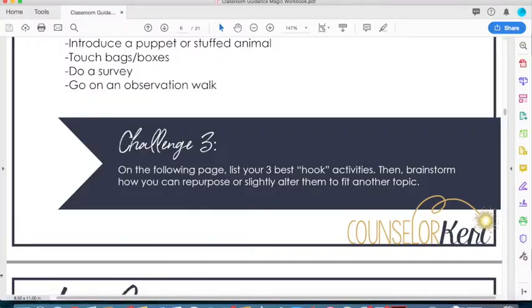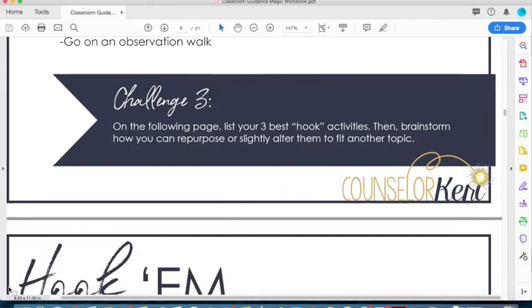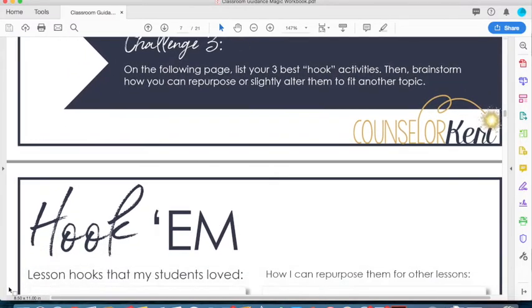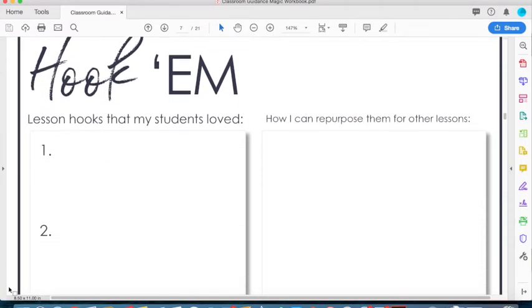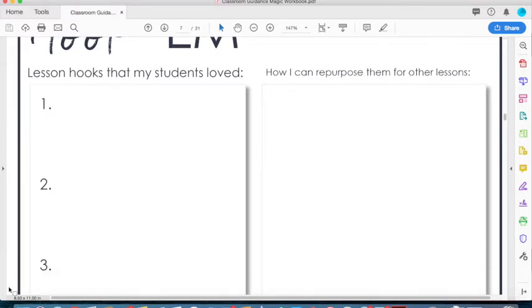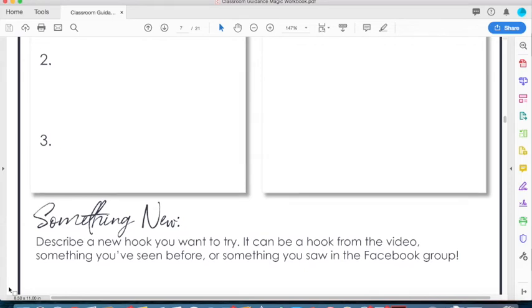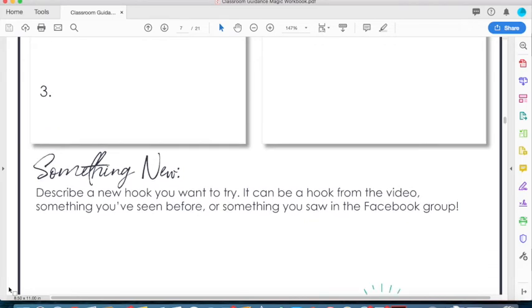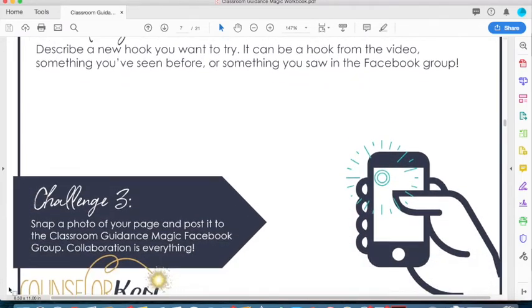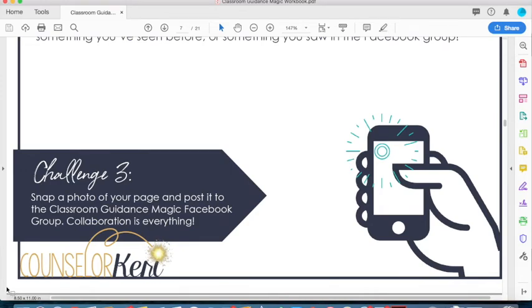And on that note, your challenge for this week, at the bottom of your page in your workbook, is to think of 3 hooks that went really well for you. What did your students really enjoy, and what really got their interest sparked right away? And then think about how you can repurpose those activities to fit another lesson. This is a great one to share in the Facebook group because we all need more hooks all the time to get our students engaged.